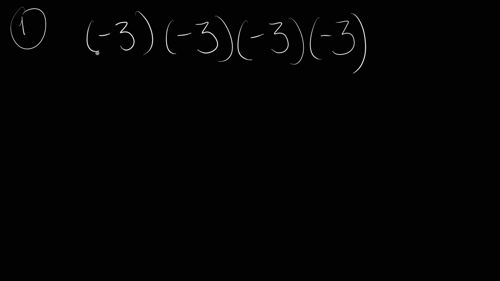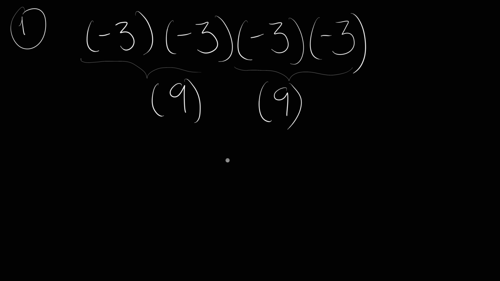positive numbers. So here we're going to be grouping this -3 and a -3. These two together are going to give us a positive 9. And the same technique here. This and this are going to give you a positive 9. Well, multiplying 9 times 9 is going to give you 81. So that will be for the problem number 1. Let's go on to the next following problem.